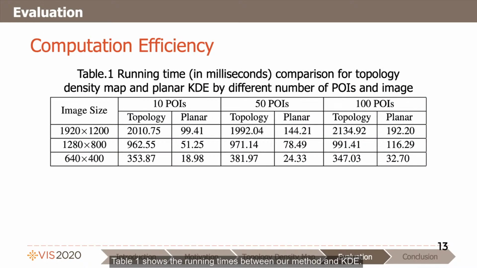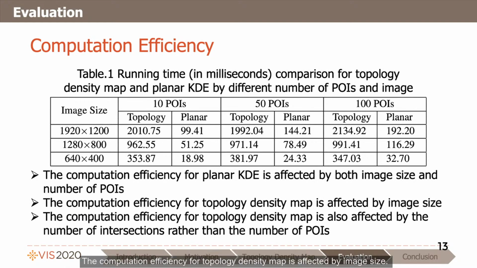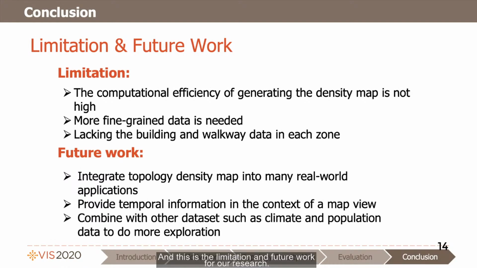Table 1 shows the running time between our method and KDE. Our topology density map takes pre-computed directed stellar graphs, starting from each point of interest to all intersections using Dijkstra's shortest path algorithm, as additional input. We can conclude that the computation efficiency for our planar KDE is affected by both image size and number of points of interest. The computation efficiency for topology density map is affected by image size. It is also affected by the number of intersections rather than the number of points of interest. And this is the limitation and future work for our research.